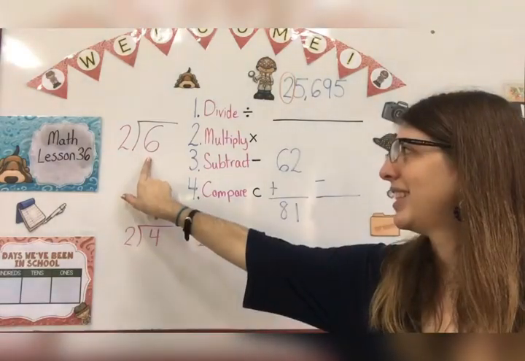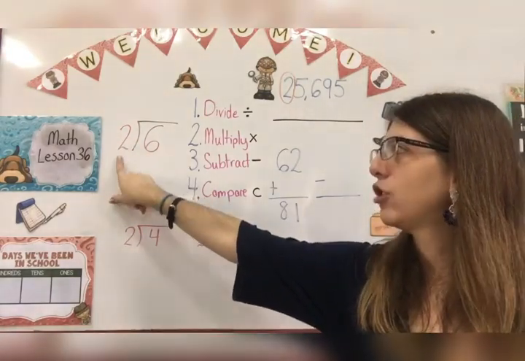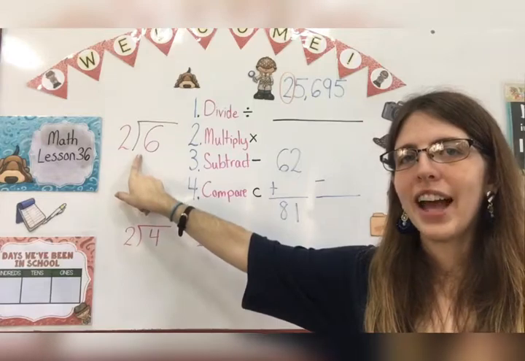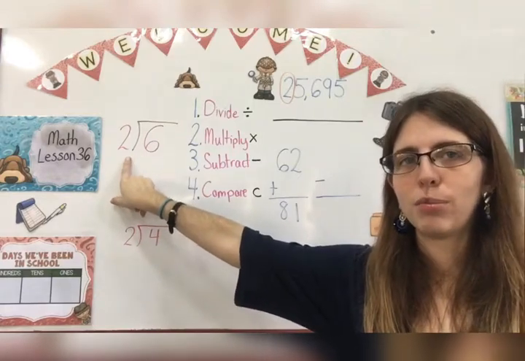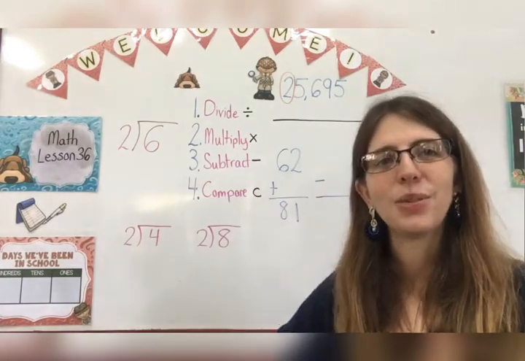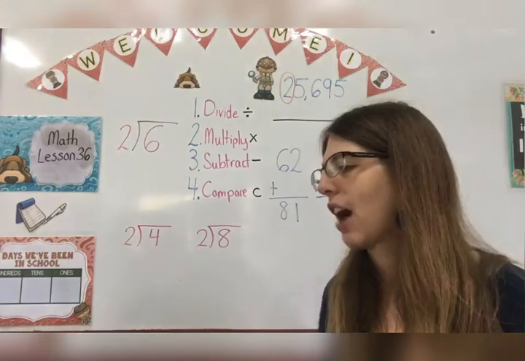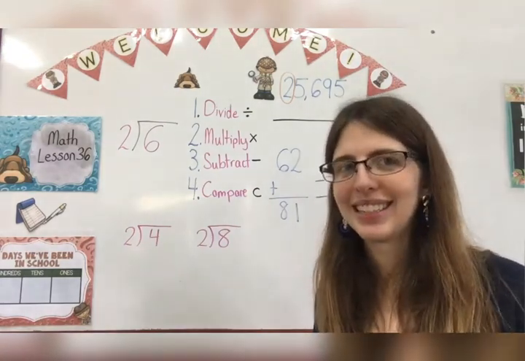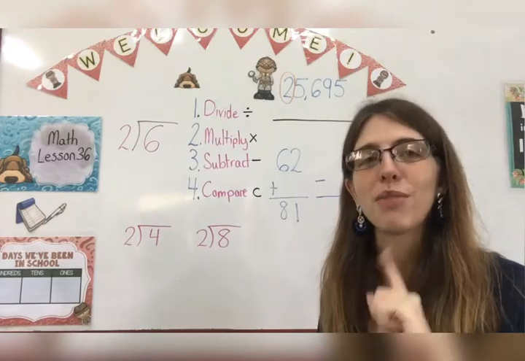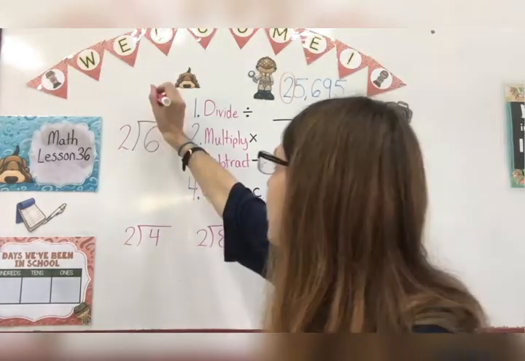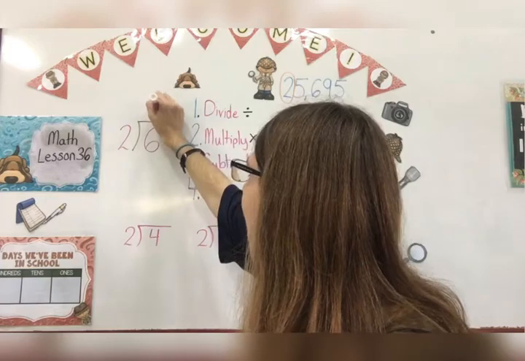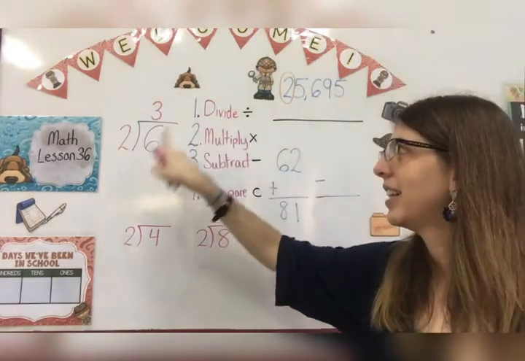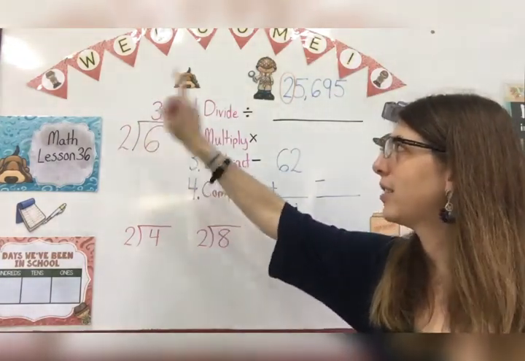Here I have 6 divided by 2. So if I divide 6 things into groups of 2, how many groups do I have? Well, 6 divided by 2 is 3. Very good. So that's my step 1. I divided. 6 divided by 2 is 3.